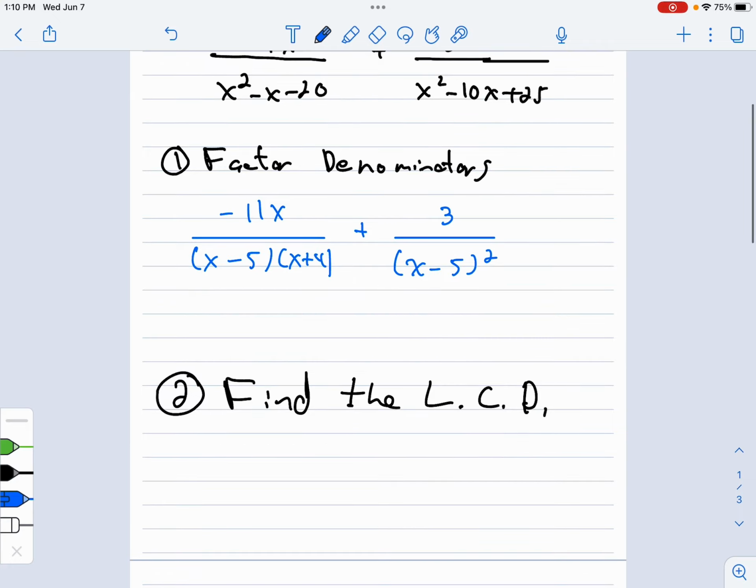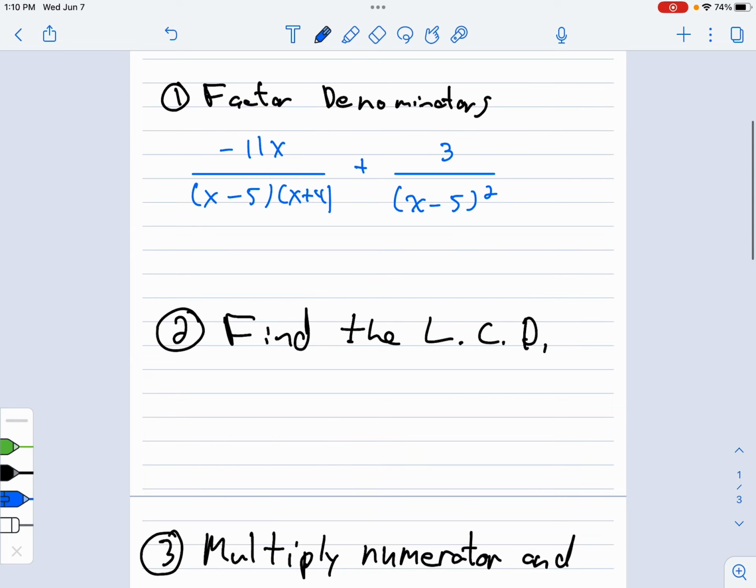All right, so the next thing is to find the LCD, the least or lowest common denominator. I'm sorry, I can't remember which is the word here for the L. The way we do that is we start by looking at the first fraction, the minus 11x divided by x minus 5 times x plus 4. And we're just going to grab all the factors there from the bottom, so the x minus 5 and the x plus 4.